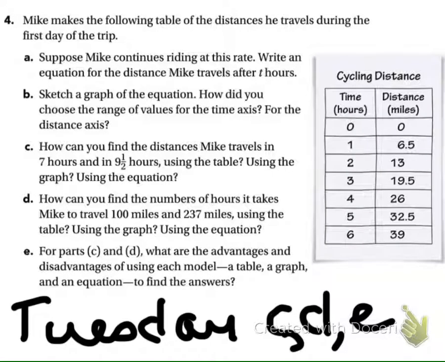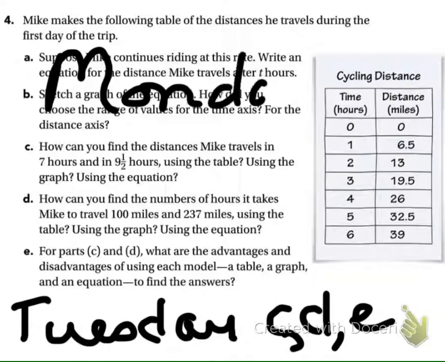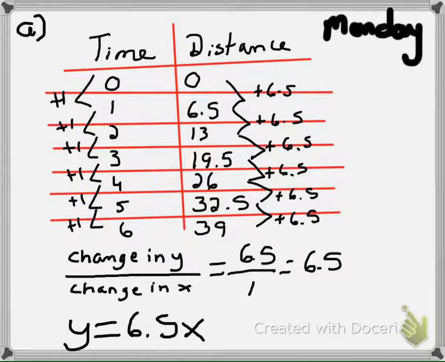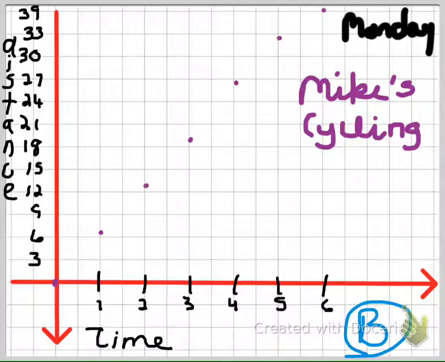Okay, this is homework for Tuesday, 9/22, and tonight you have to do C, D, and E. You did A and B Monday. You should already be done with those. So remember, Monday you had to figure out the equation, which was y equals 6.5x, and then you had to graph to show that that was a linear relationship.